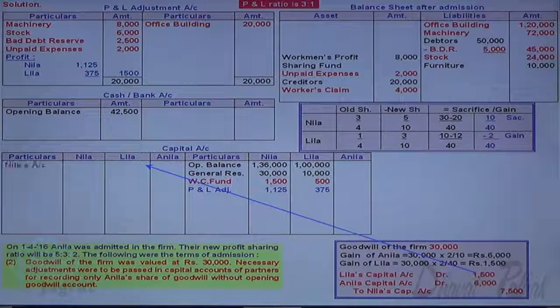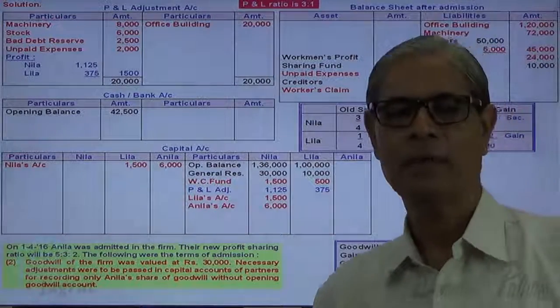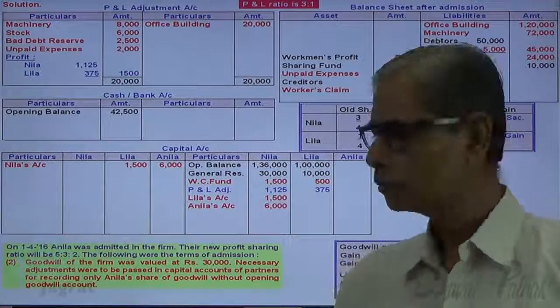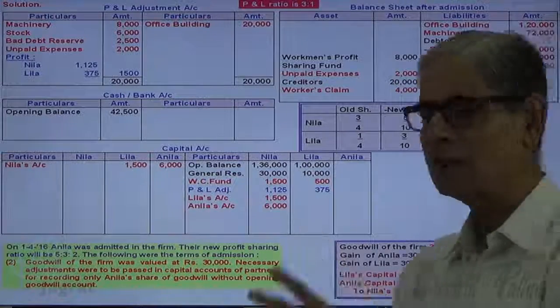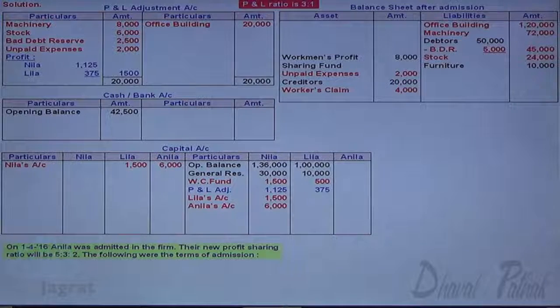So Leela's capital account debit, Anila's capital account debit, and Neela's capital account credit. This is how the goodwill entry is recorded. Goodwill is adjusted to the capital accounts of the partners. After this being done, I want to consider the capital adjustment. Look at the capital adjustment.